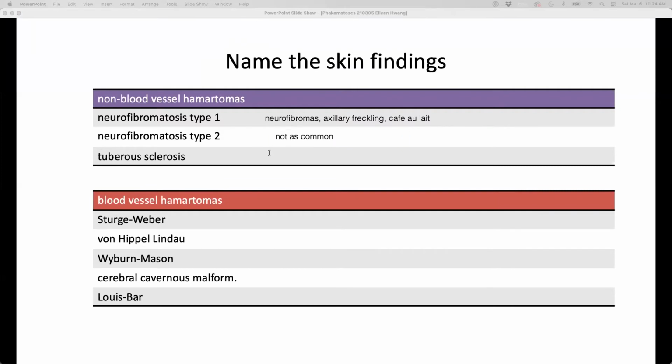At least I wouldn't. And then in tuberous sclerosis, what are the findings? So it's the shagreen patch. And what do we call the white? Oh, the ash leaf spots. Yeah. Okay, great. Oh, and then the angio, is that the one with the facial angiomas? Okay, excellent.